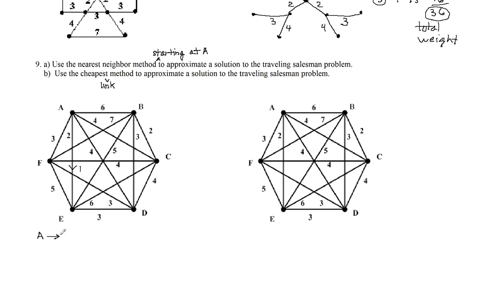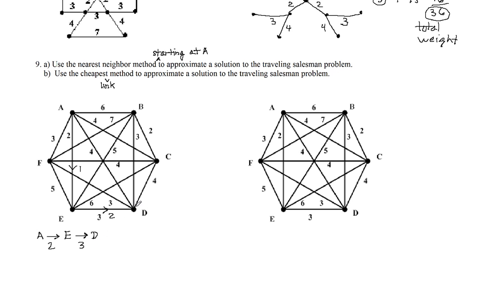So A to E, and that's a 2. Okay, then from E, we want to go to the next closest vertex. So this is D is 3 away, 6 away, 5 away. We already used this, and then 5. So 3 is the closest here. So we'll go from E to D next. So from E to D, and that was 3 units.